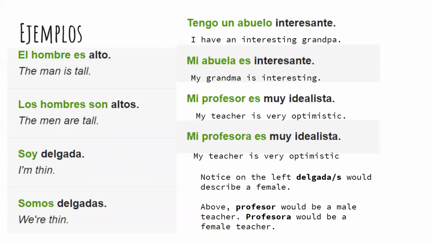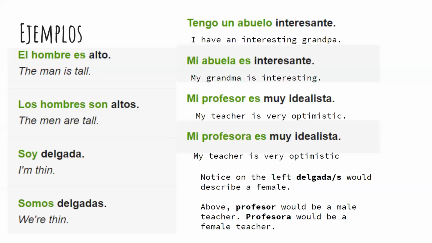Here are just some examples. El hombre es alto. We know that the man is masculine because it's a boy. So if we want to make alto, tall, match, it needs to be singular and masculine, which is what we have here. But if we want to change el hombre to los hombres and make it plural, we need to change our verb and also our adjective. So we need to change alto to altos to make it match with los hombres. Soy delgada. Notice on the left there that delgada or delgadas and somos delgadas would describe a female. If those are boys, soy delgado, somos delgados.